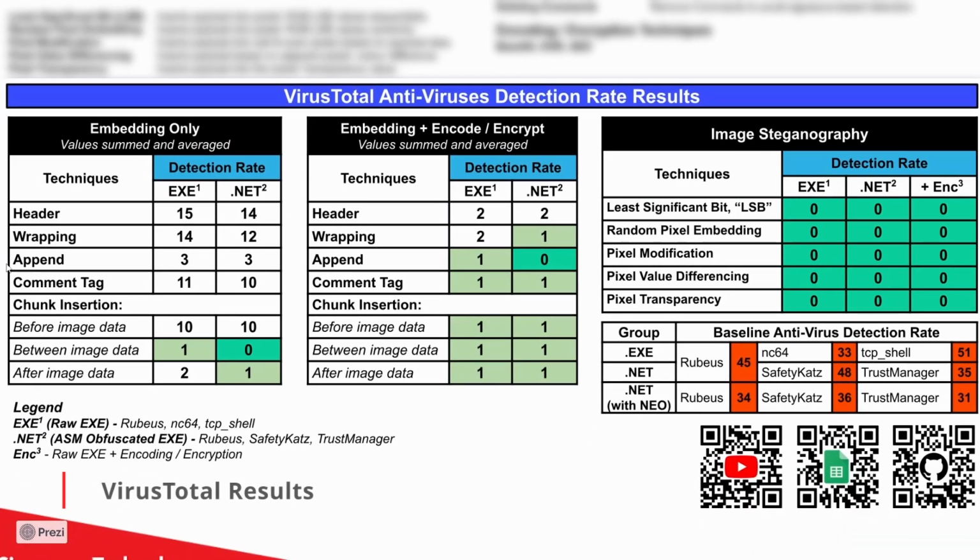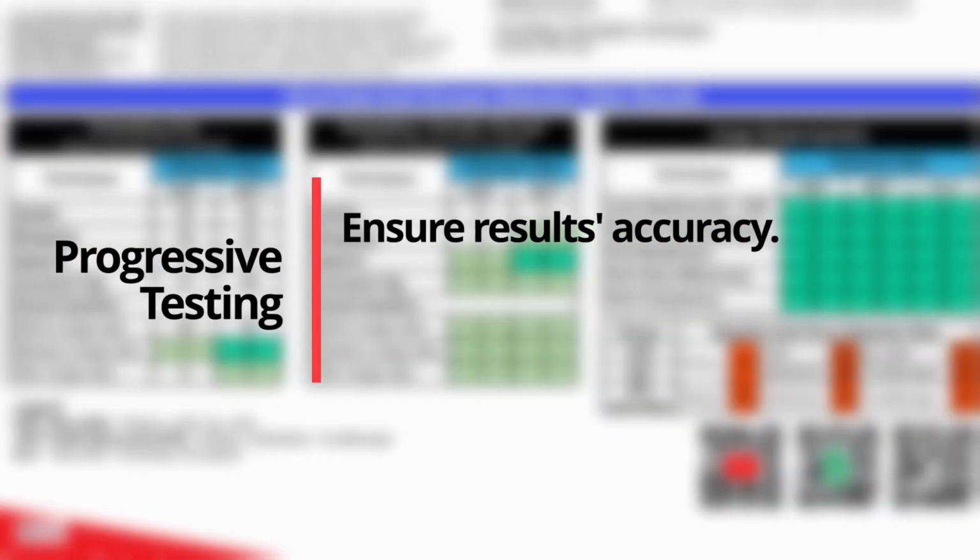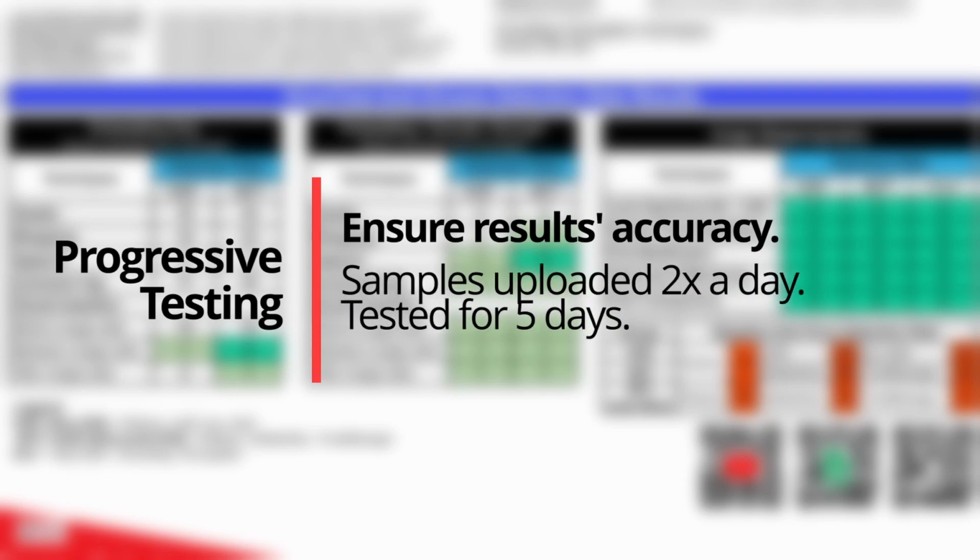The VirusTotal Results details the efficacy of each obfuscation method. As the antiviruses on VirusTotal update their databases frequently, the team conducted progressive testing to ensure the accuracy of the results. The samples were uploaded twice per day over the course of 5 days.